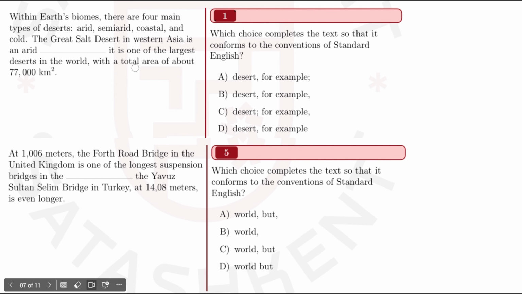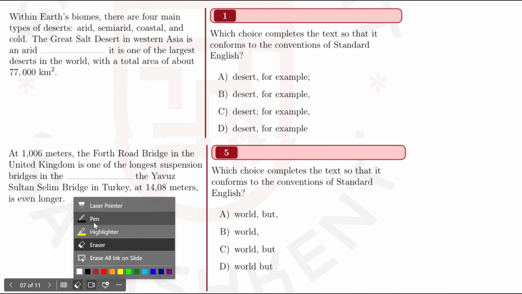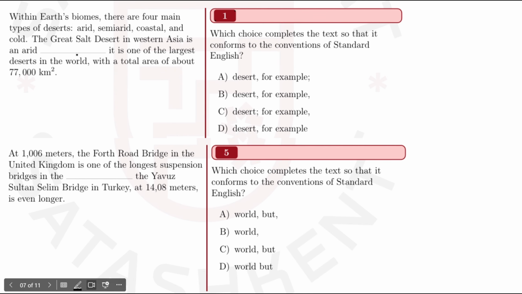First, we should identify the structure of the sentence. This sentence has two independent clauses. First independent clause: the Great Salt Desert in Western Asia is an arid desert. Second independent clause: it is one of the largest deserts in the world. Each clause can stand alone as a complete sentence. Because of that, we cannot connect them with only a comma, as that would create a comma splice. A, B, and D are incorrect because of the comma. Only C is correct.